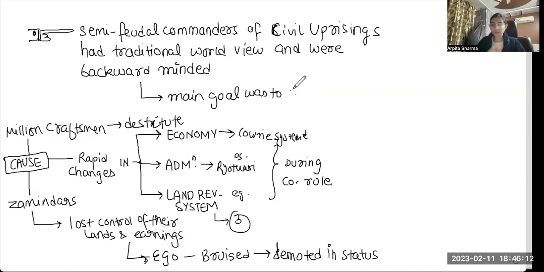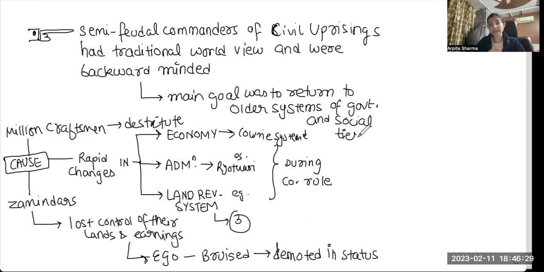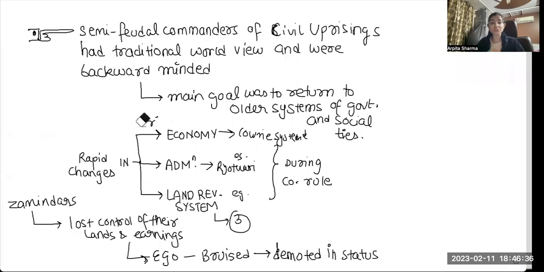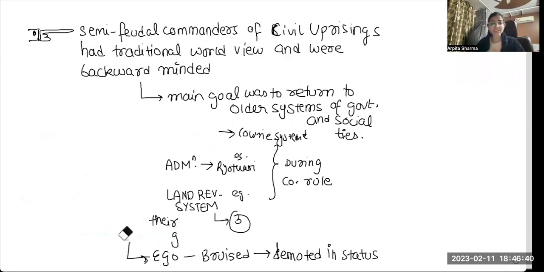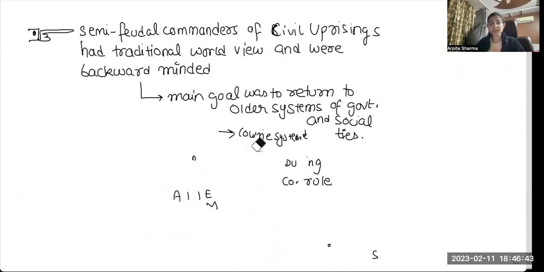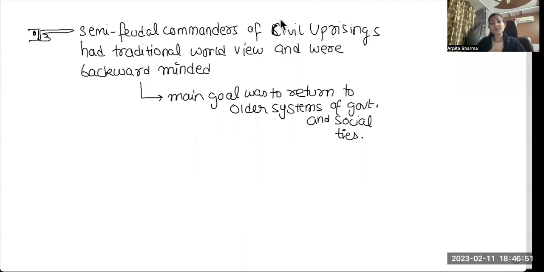So their main goal was to return to older systems of government and social ties. That is why they were not able to adapt towards the rapid changes that the Britishers were bringing in. Whatever rapid changes in the administration, economy, culture the Britishers were bringing, the semi-feudal commanders, the zamindars or the paikas or the moneylenders, they were not able to adapt themselves to this Western mindset. That is why they were agitating against the Britishers, because their goal was to return back to their older system of governance.